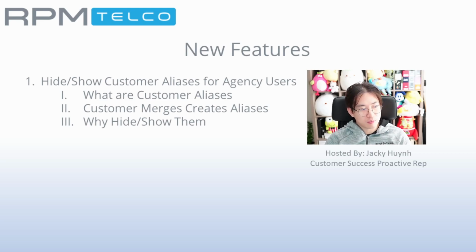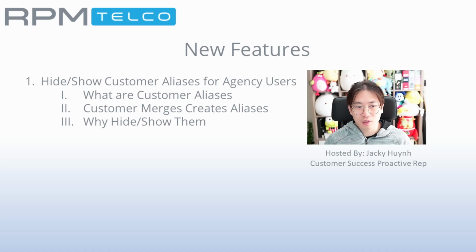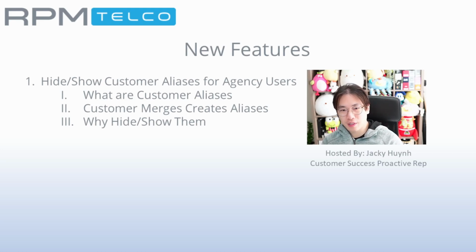If you're not using them, you should be using them. I think they're super helpful in keeping your data clean and consistent, especially if you're going into things like integrations with other systems. It's really crucial to make sure that 10 or 20 or even 30 variations of your customer names all align. So customer aliases is a feature you should really leverage in making sure that stuff lines up. So the main feature itself is the ability to hide or show it to your agency users.